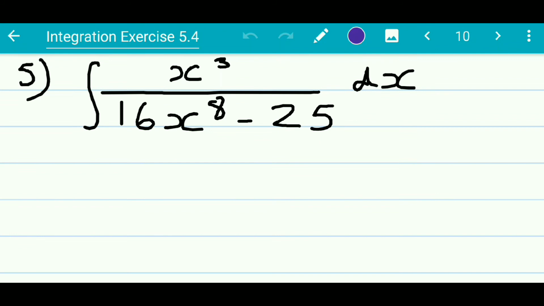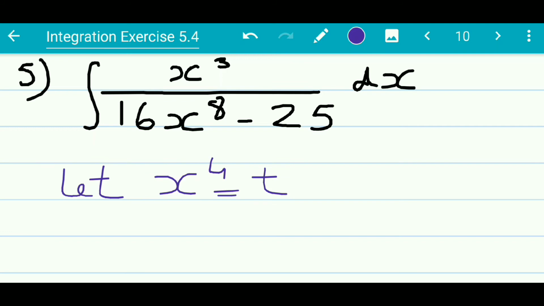The fifth question, upon observing the question, which is integral of x cube upon 16 x raised to 8 minus 25 dx. Upon observing the question itself, you understand that we have to do substitution here and then bring the question to the result, first or second result, isn't it? So as a result, we substitute this way. We write over here, look carefully, let x raised to 4 is equal to t. Now, what to substitute over here will come to you automatically when you practice more and more sums. So for now, just study the sum.